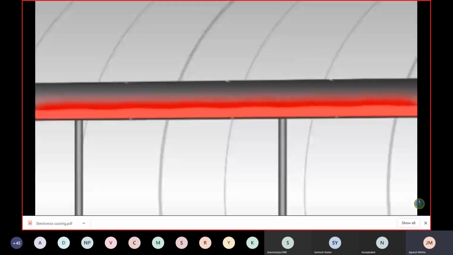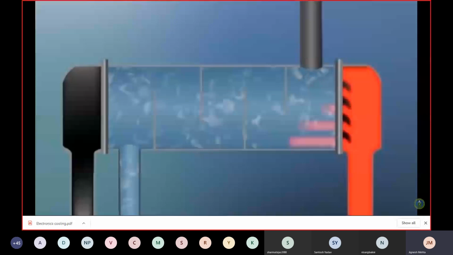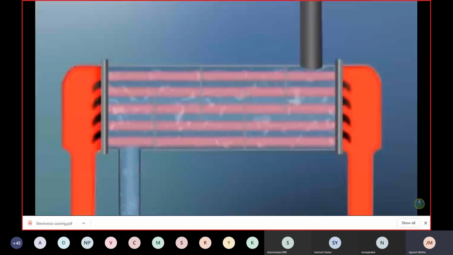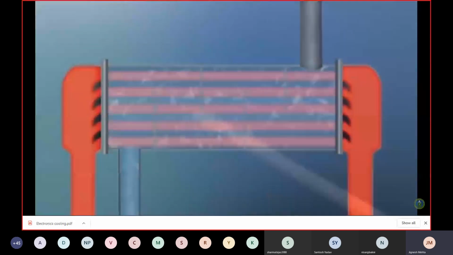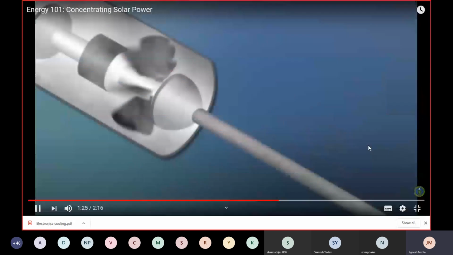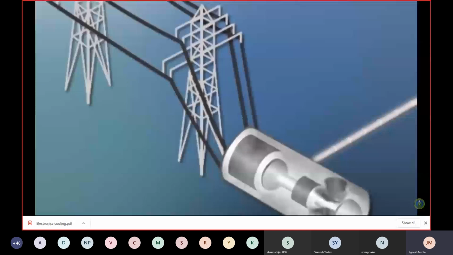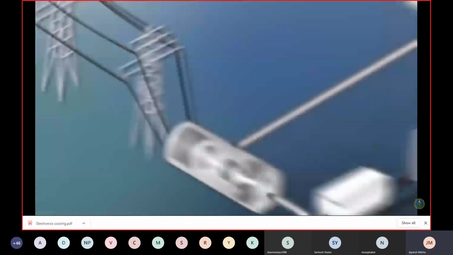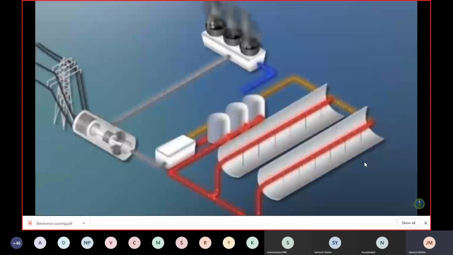Basically, this super hot liquid heats water in this thing called a heat exchanger, and the water turns to steam. Now the steam is sent off to a turbine, and from there, it's business as usual inside a power plant. A steam turbine spins a generator, and the generator makes electricity. Once the fluid transfers its heat, it's recycled and used over and over. And the steam is also cooled, condensed, and recycled again and again.